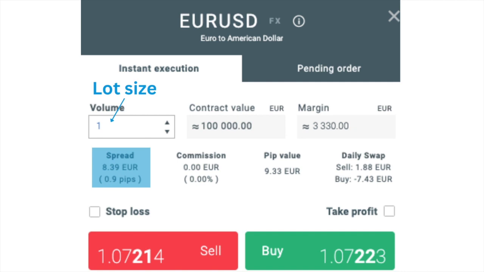Now, as you can see, the spread increased between the two times I opened the different positions from 0.8 pips to 0.9 pips. But still, the principle stands that if you open a bigger position size, you will obviously pay more in terms of money, but not more in terms of the spread. The spread remains the same, but you'll obviously pay more because your position sizes are bigger.